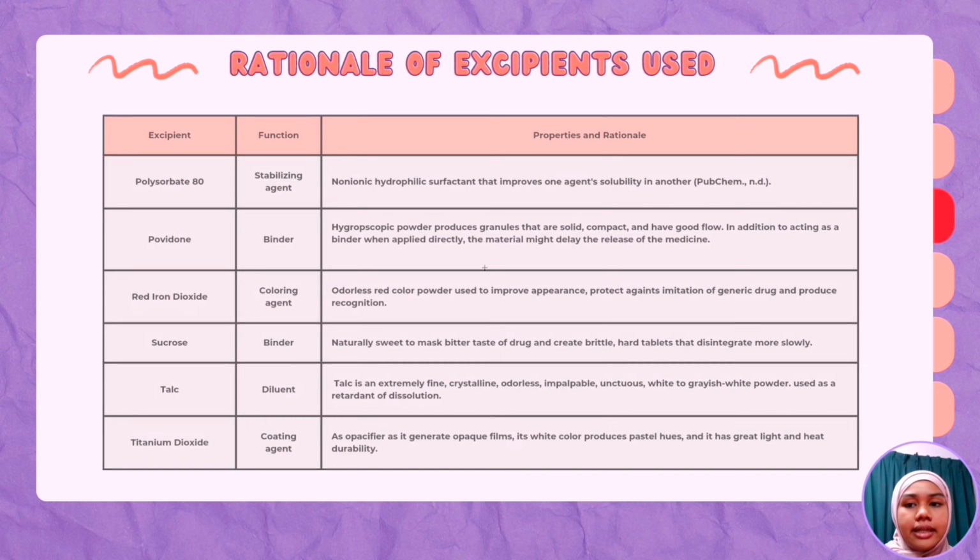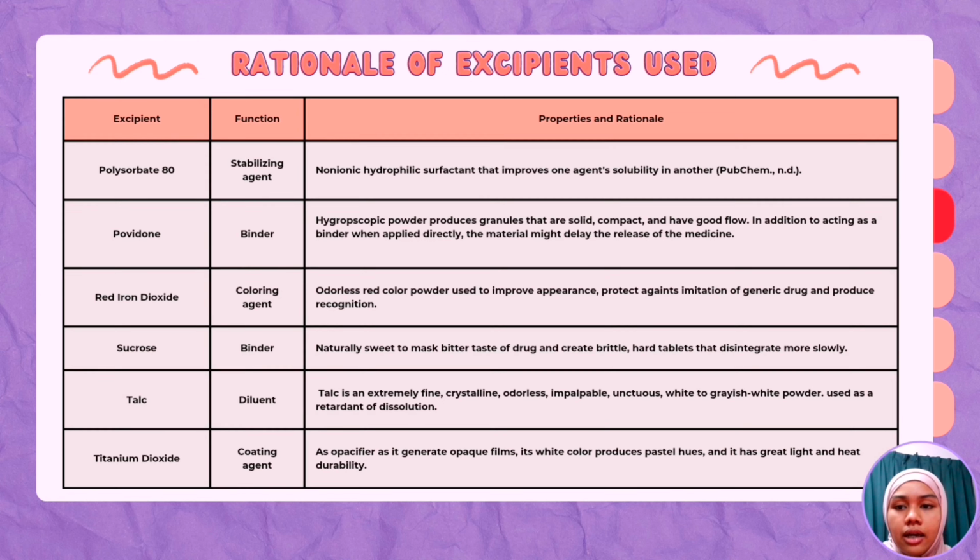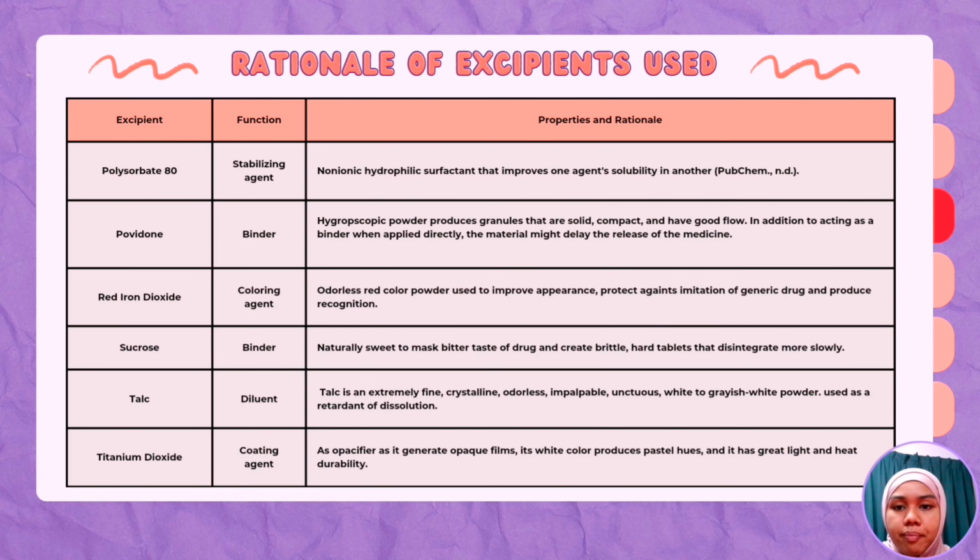Here, we have the polysorbate as a stabilizing agent to improve the drug solubility. And then we have povidone, which is a hygroscopic powder, as a binder that might delay the release of the medication itself. And then red iron oxide as a coloring agent for the Voltaren. Sucrose as a binder, and also to enhance the taste of the drug.